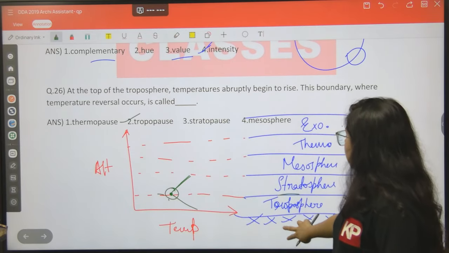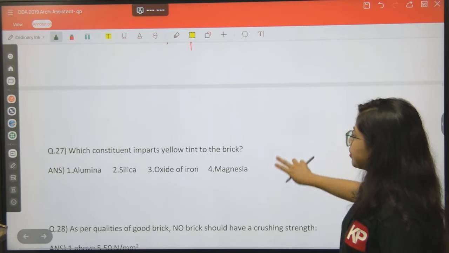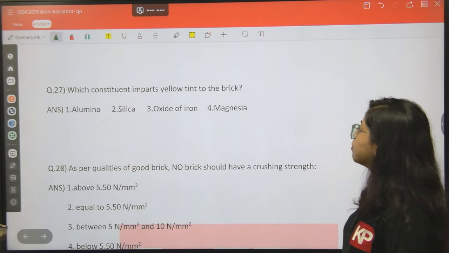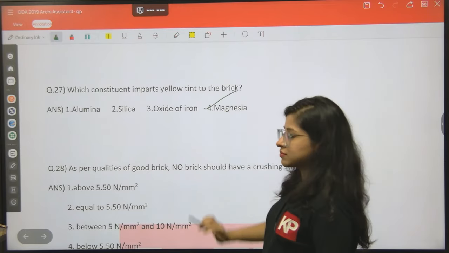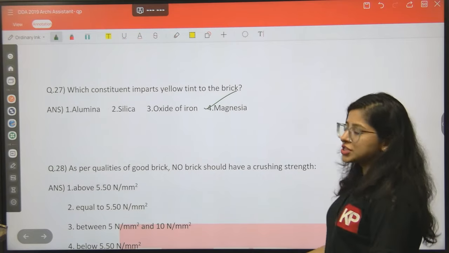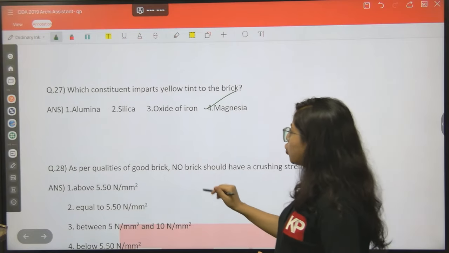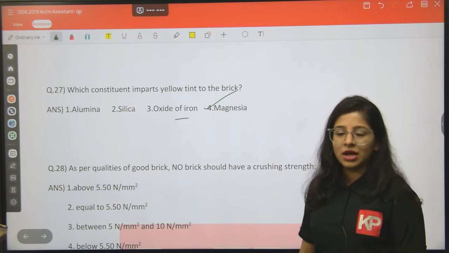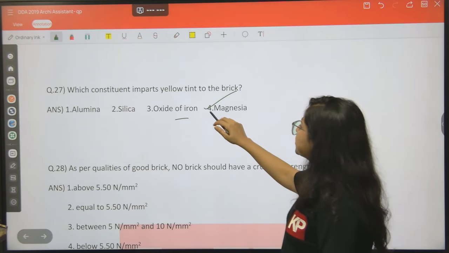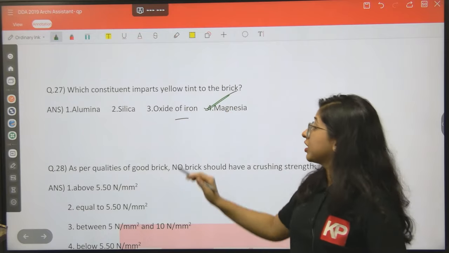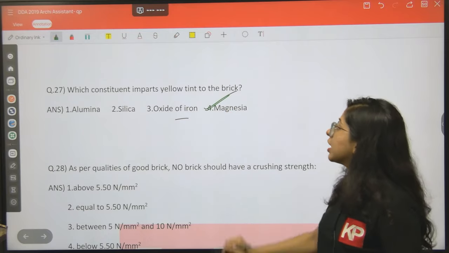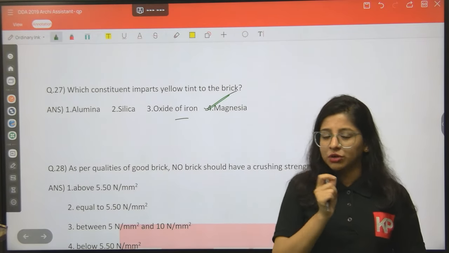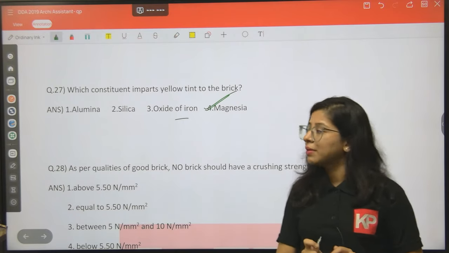Okay. Next question, question number 27. Which constituent imparts yellow tint to the brick? Magnesia, iron oxide. Even if you don't know what iron oxide does, you know that rust is basically iron oxide, so that has a reddish tint. Magnesia gives the yellowish tint. In a brick, you must have seen a little bit of yellowish tint also, that is basically imparted by magnesia.